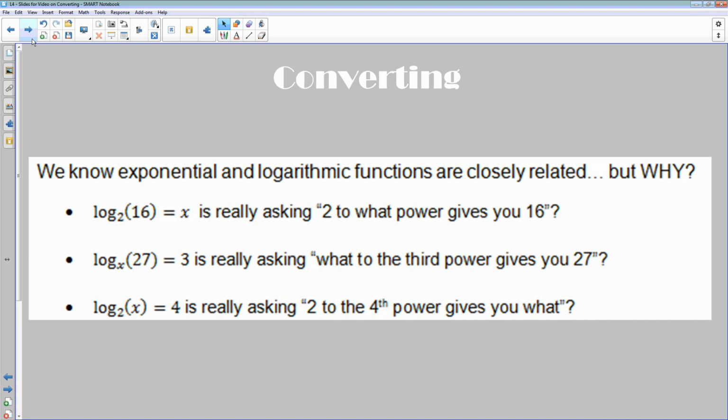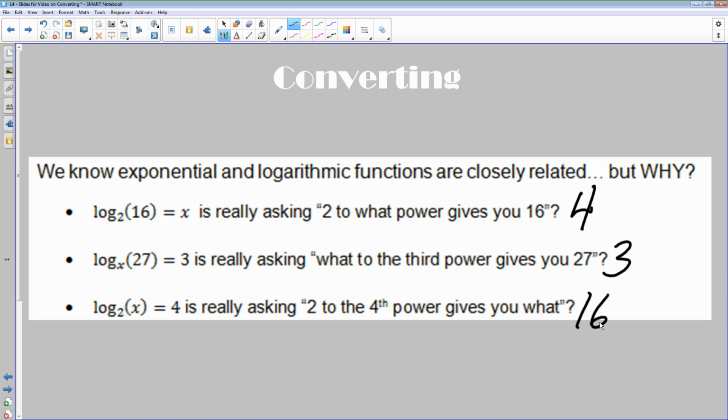We can convert them. So when we see log base 2 of 16 equals x, it's really asking 2 to the what power gives you 16? And we can answer that question, and that answer is 4. Log base x of 27 equals 3 is saying x to the third power is 27. So what to the third power is 27? And that, of course, is 3. Log base 2 of x equals 4 is really asking 2 to the fourth power gives you what? And 2 to the fourth power gives you 16.